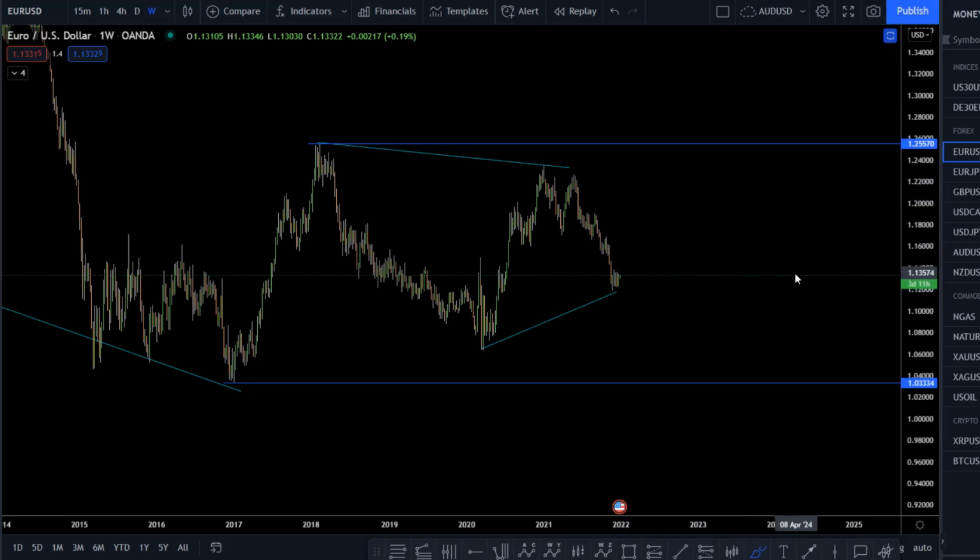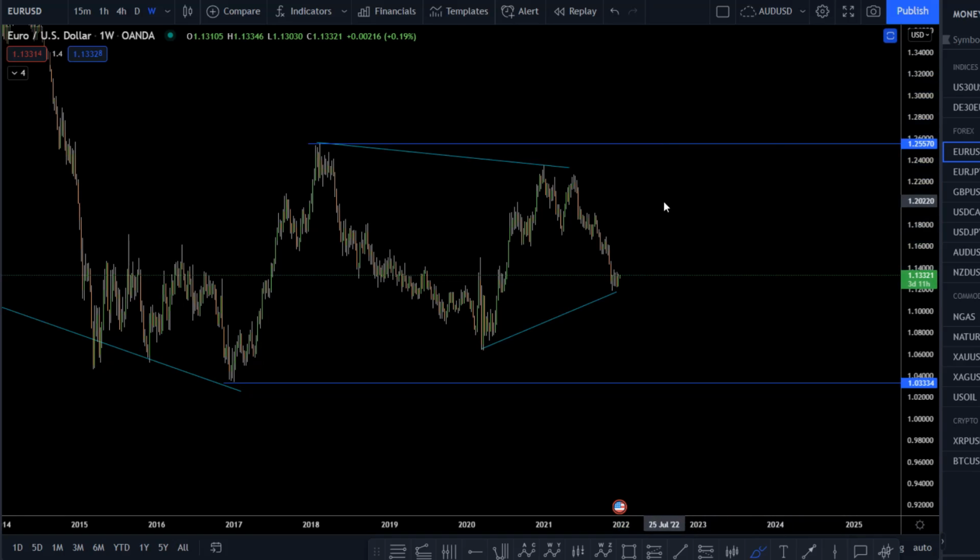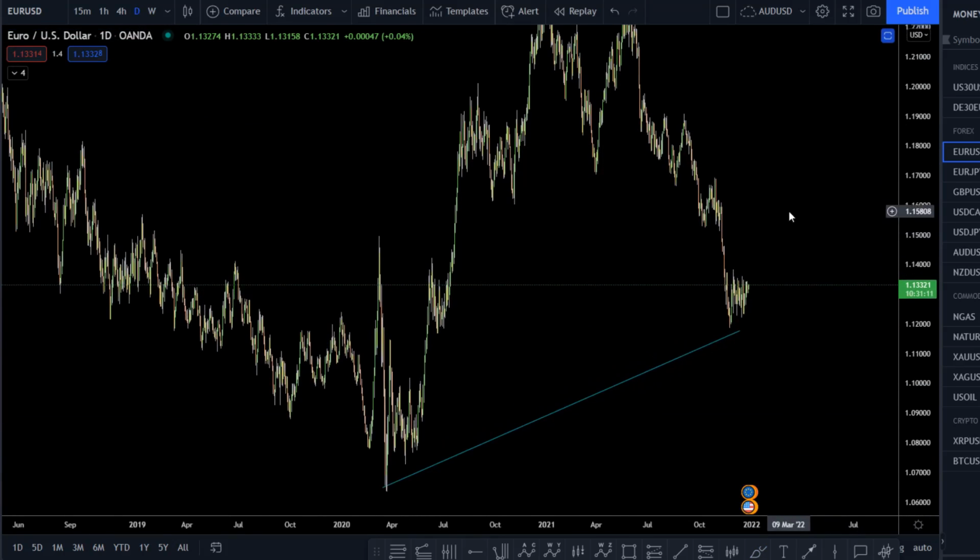Because just because the analysis is pointing towards the possibility that the market is going to go up, it doesn't mean that I'm going to be right. It just means that that's how I frame the context. That's what the market is telling me right now. So let's take a look at the daily.